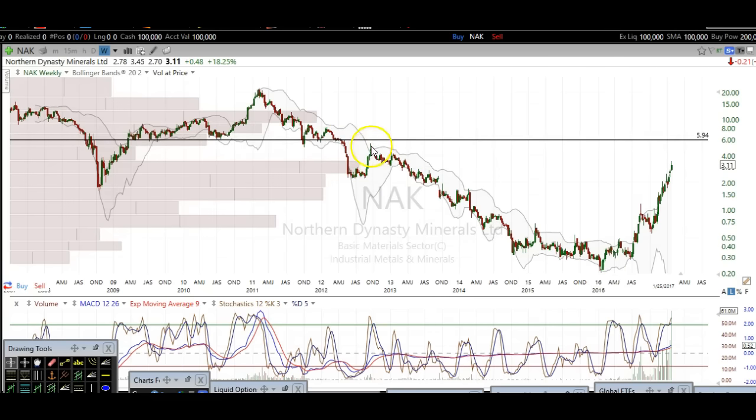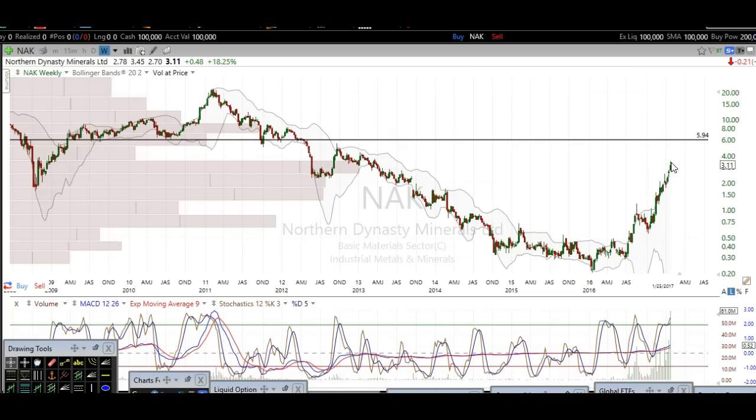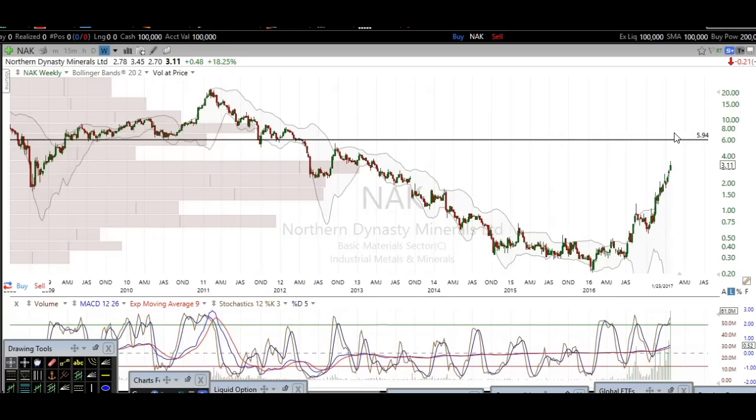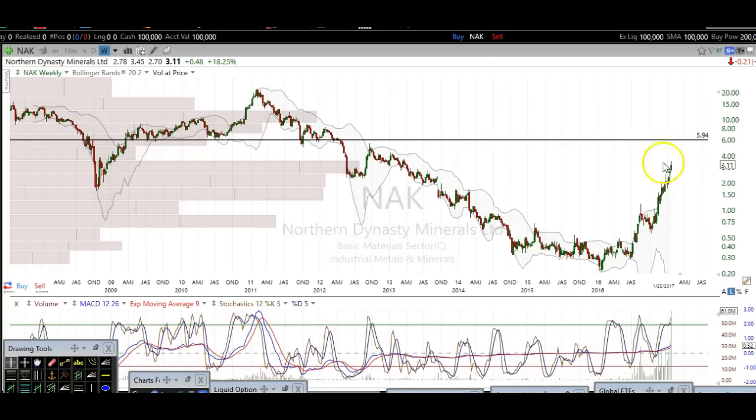So this is a big level here, and it's really remained untested. We almost touched it, tested it right here, but haven't really tested it yet. And it's coming into that level, and that's definitely a level that you want to be aware of if you're trading or investing in NAK. As far as anything else, it's pretty much gone straight up. You can't really say much else about that. It's pretty much vertical, so I don't really have a good trend line that I could draw here, but I definitely wouldn't short it right here. If you're looking for a short, I would wait until closer to $6. And if you're long, keep riding it and just trail your stops.